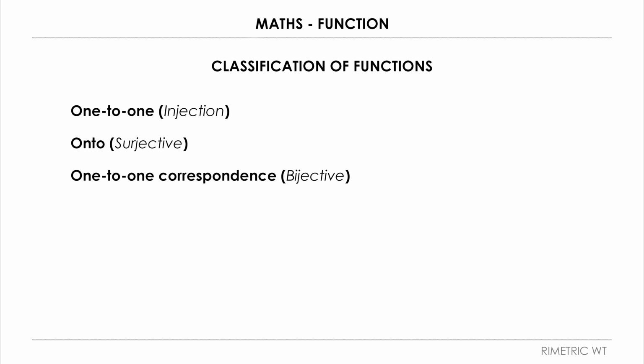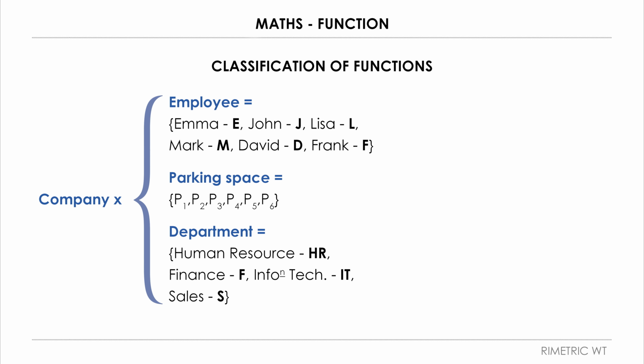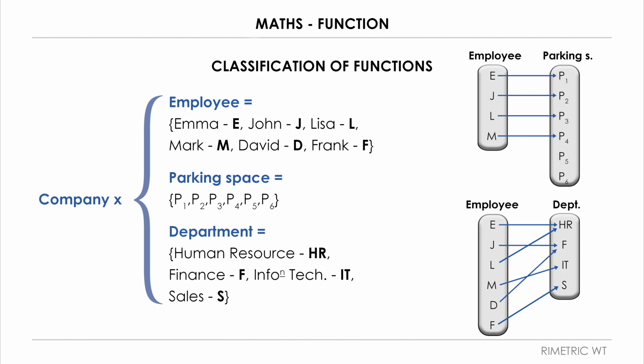bijective. Understanding these is essential because they form the foundation for inverse functions and higher-level applications in computer science and engineering. Now, here we have two mapping diagrams on our screen. These mappings deal with employees of a company X. One shows employees paired with the company's parking spaces, and the other shows employees paired with their respective working departments. Both of the mappings here are functions, but they differ in their codomain and range. I encourage you to pause the video and think about the difference between the two mappings.